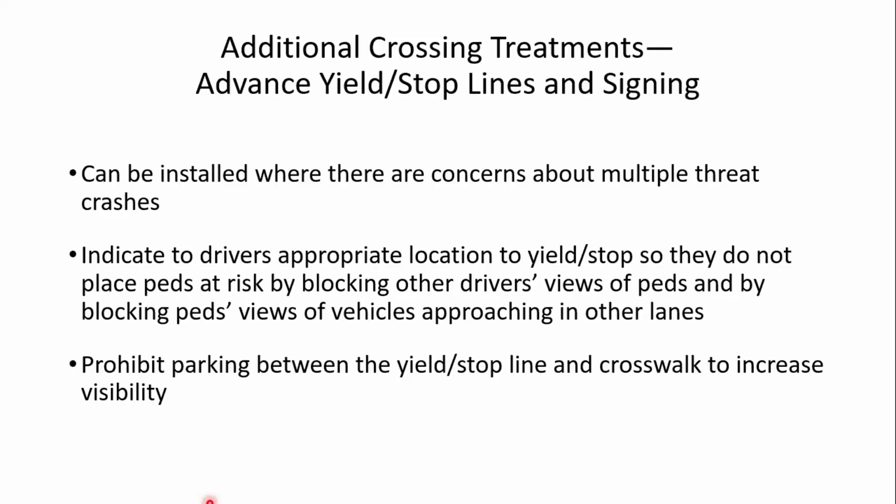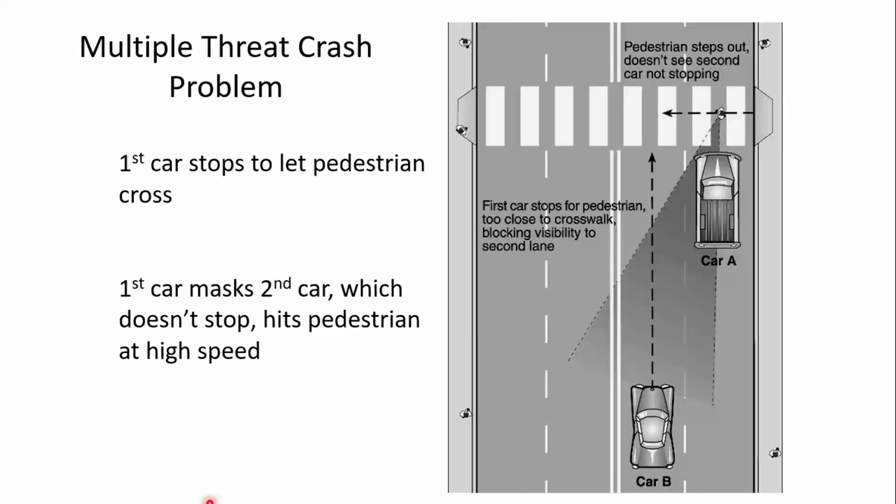Additional crossing treatments, advanced yield or stop lines, and signing are a good countermeasure when there are concerns about the multiple threat crash. And be sure to prohibit parking between the yield or stop line and the crosswalk. And so here's the multiple threat crash problem. This can occur on any multi-lane roadway. It also occurs at multi-lane roundabouts, which we'll look at shortly.